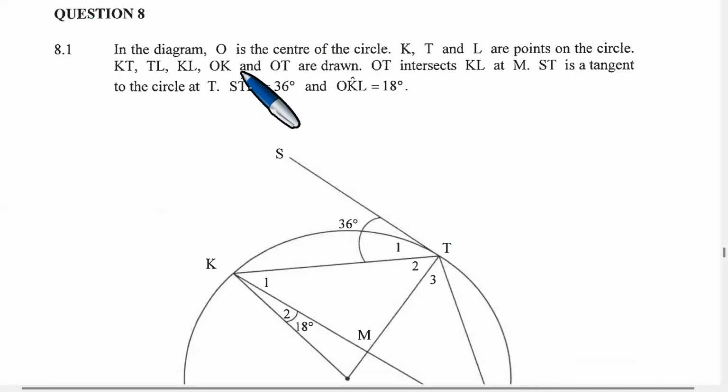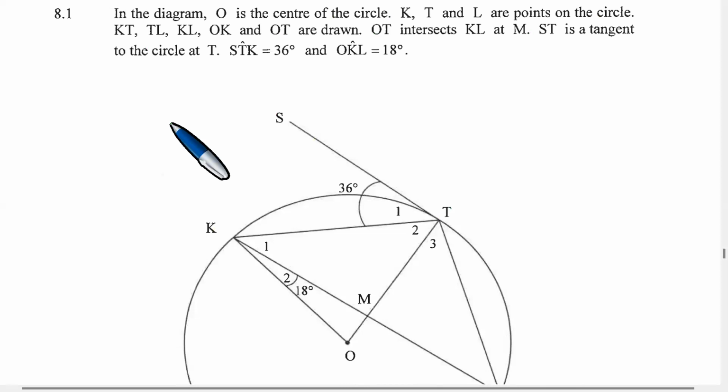Right, in the diagram, O is the center of the circle. K, T, and L are points on the circle. And we have K, T, and that are drawn.